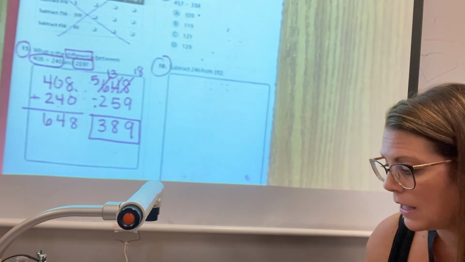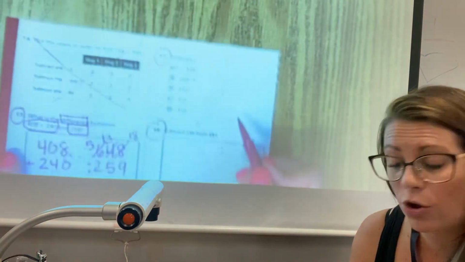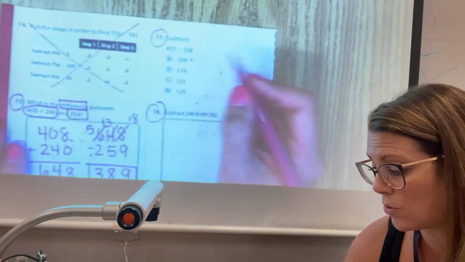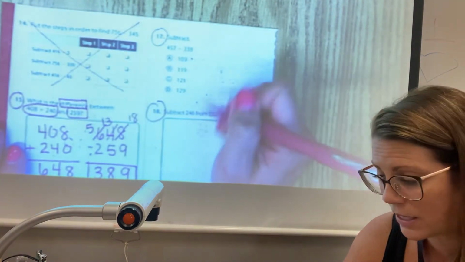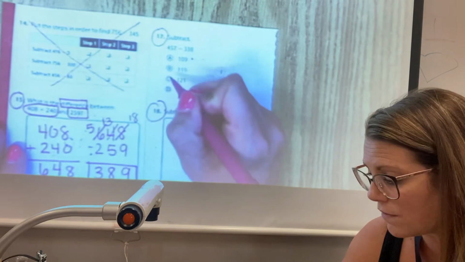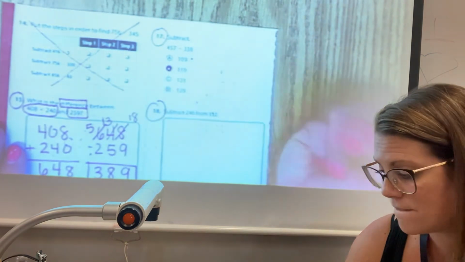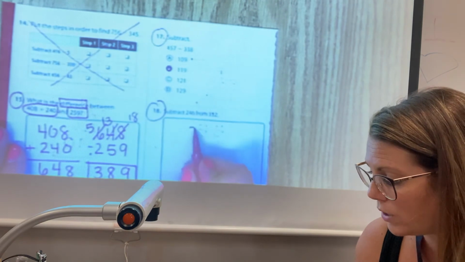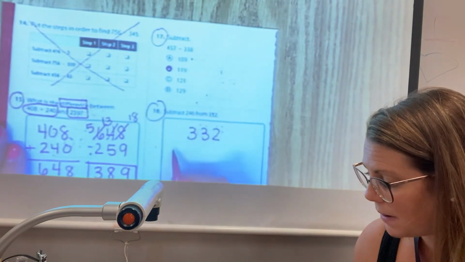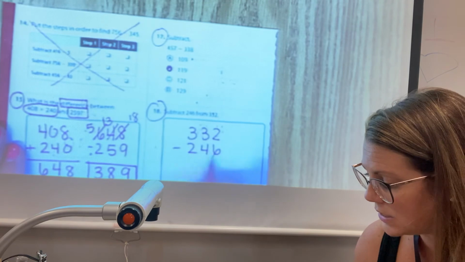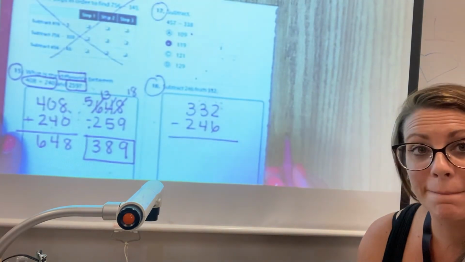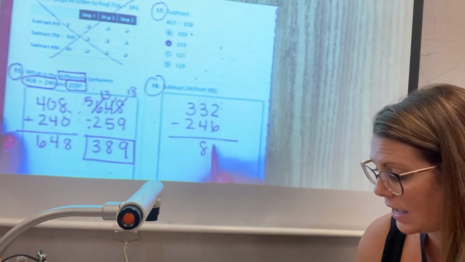Okay? So at this point, I hope you know how to stack and you know how to subtract and ask those questions. So I'm gonna quickly go through the last 2 because you have been so patient. You should have gotten 119 for number 17. And if you solve 332 minus 246, you should have gotten what? You should have gotten 86.